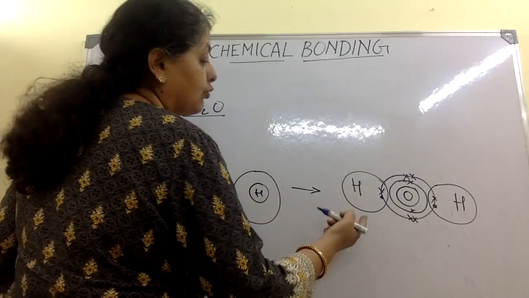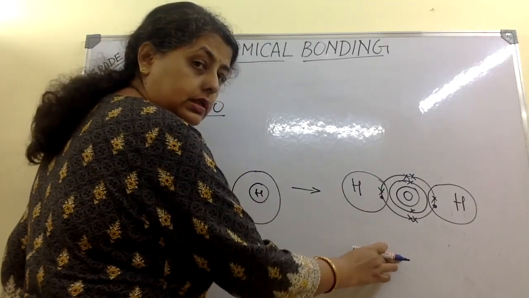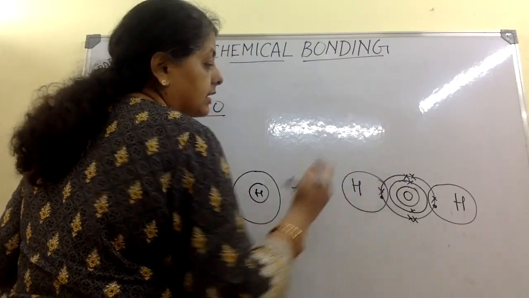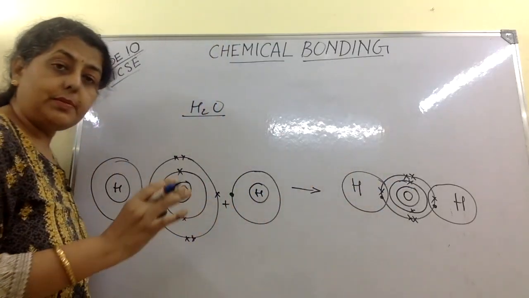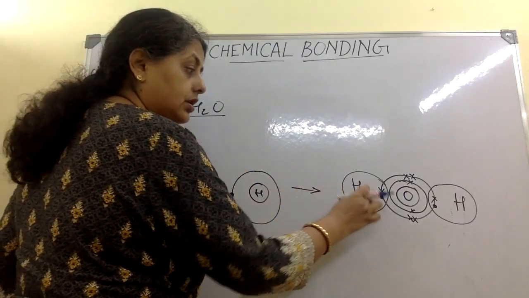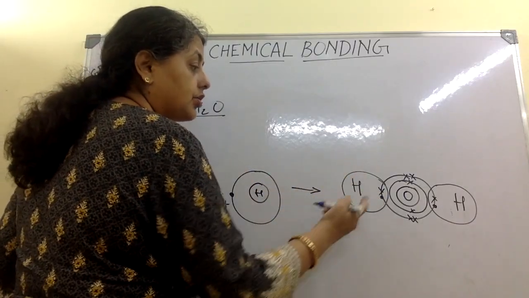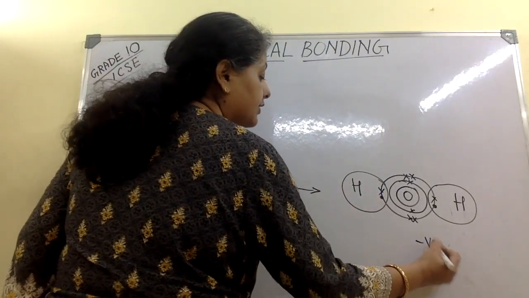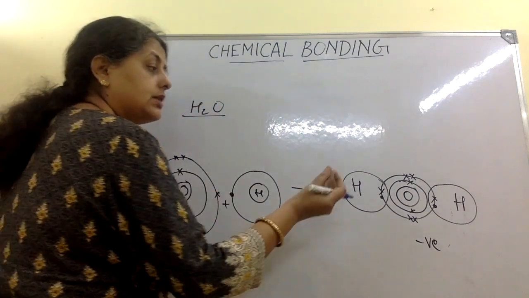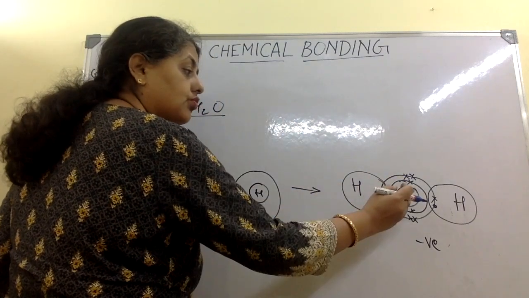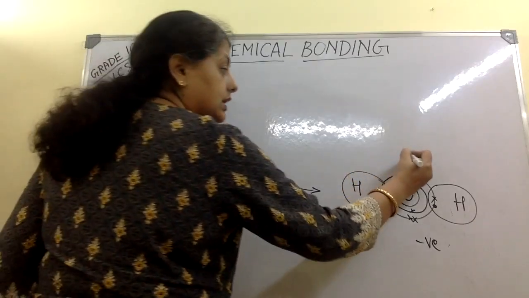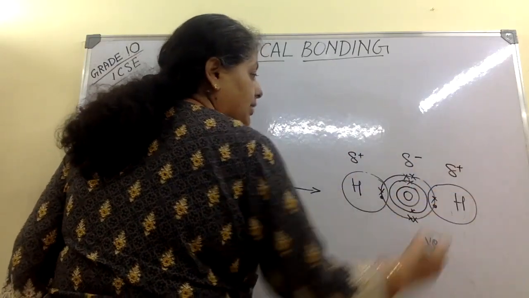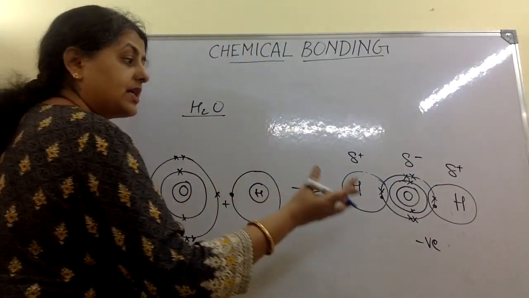So now oxygen got its octet and hydrogen got its duplet. But the problem is oxygen is more electronegative than hydrogen. So it pulls the shared pair of electrons more towards itself. So oxygen gets a partial negative charge and hydrogen gets a partial positive charge. So this becomes a polar compound.